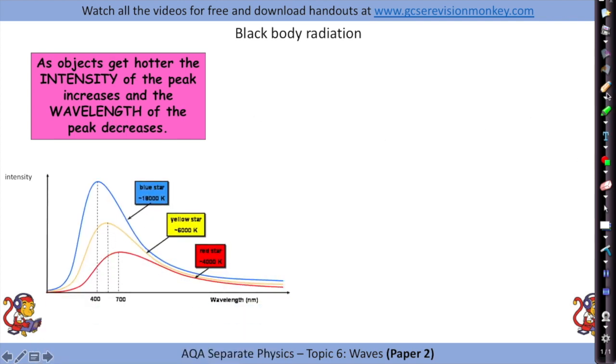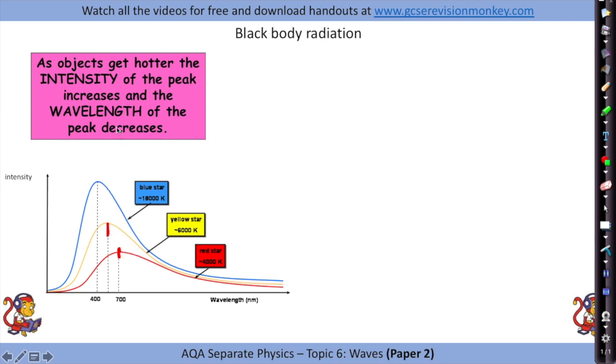So let's have a look at this example here. Okay, we've got a red star, which is quite cool, and we can see that the peak is about 700 nanometers, which is about the wavelength of red light. Okay, we've got a yellow star, which is slightly hotter. Now, not only is that yellow star brighter, but also its peak wavelength is slightly shorter. So it's now moving into the yellow colour range, because if we remember, blue is the shortest wavelength and red is the longest.